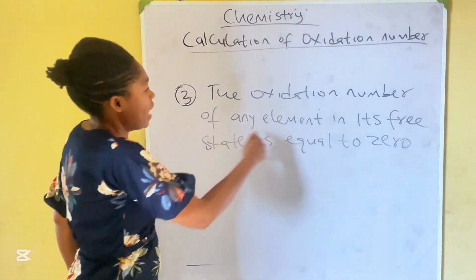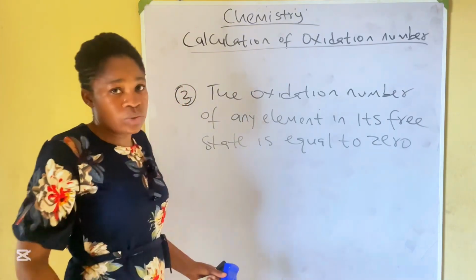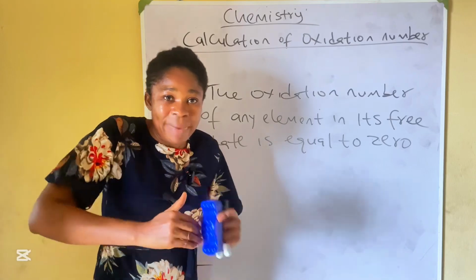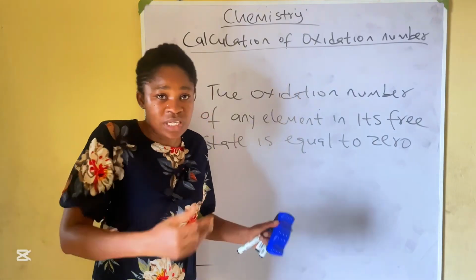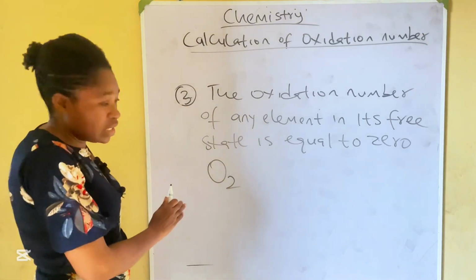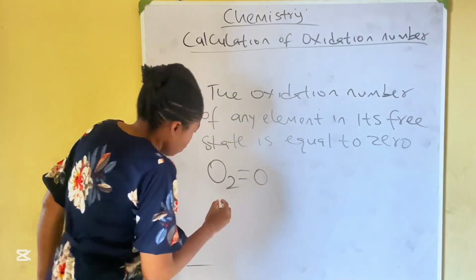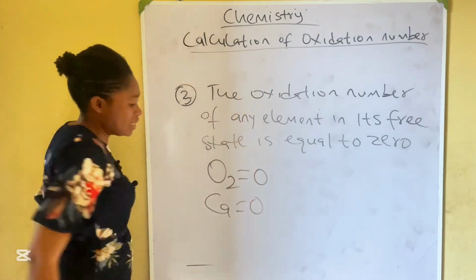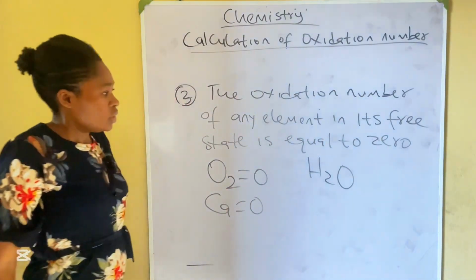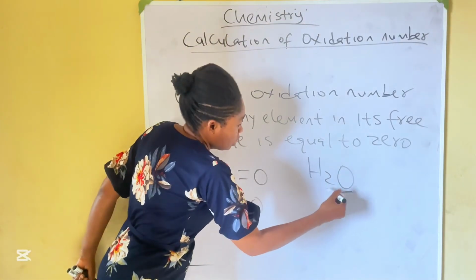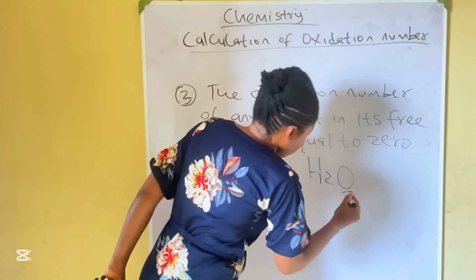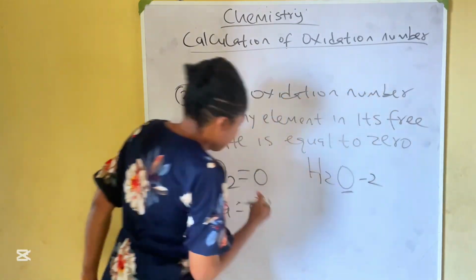Let's look at rule number 3. The oxidation number of any element in its free state is equal to 0. So what do we mean by free state? When the element is alone, not combining with another element. That's free state, a non-combined state. Look at this oxygen, that's not combined state, oxidation number is 0. Look at calcium, uncombined state is 0. If I have something like this, this oxygen has combined, so this is oxygen in a combined state. So the oxidation number of oxygen here will be -2. But here it is equal to 0.